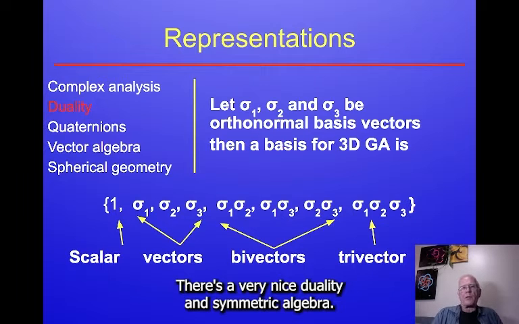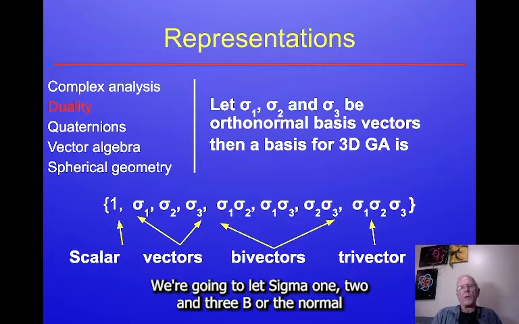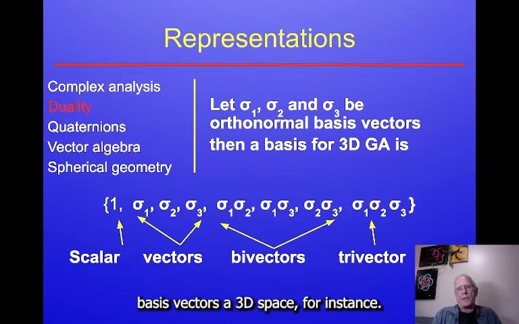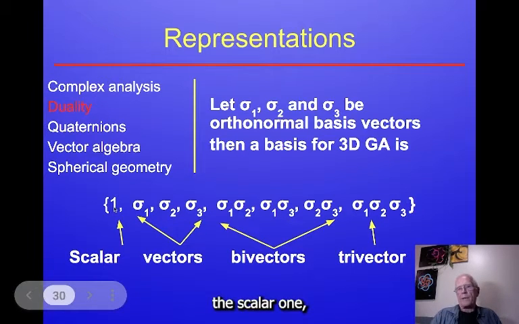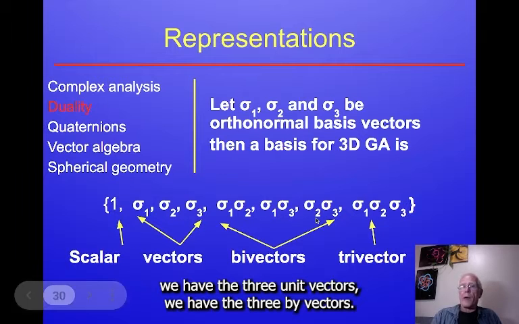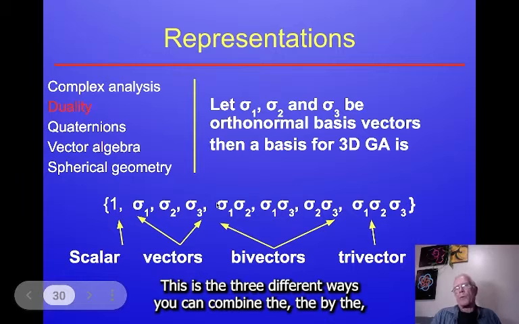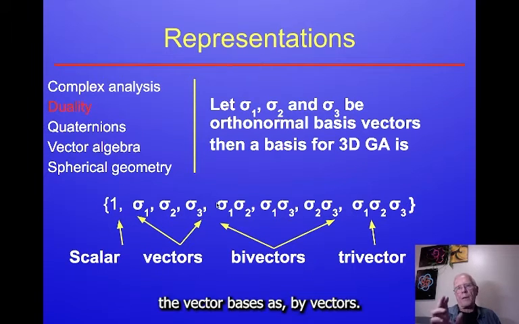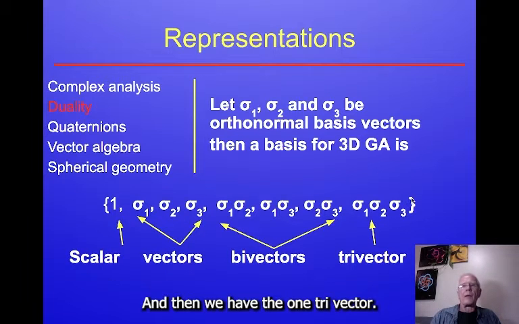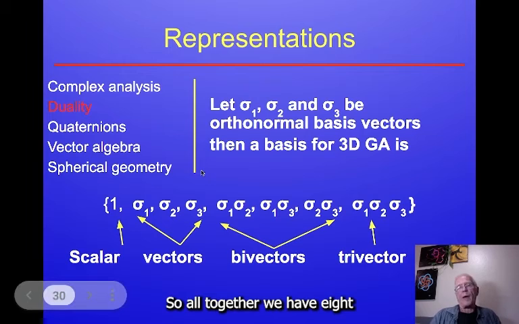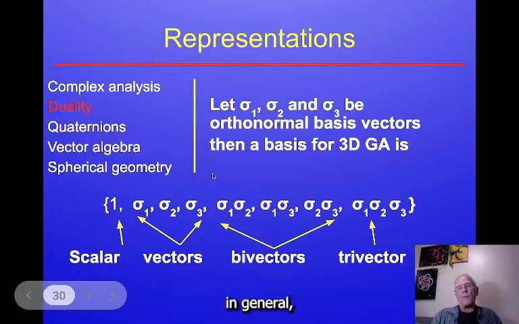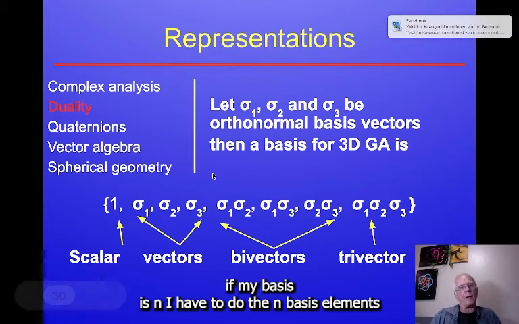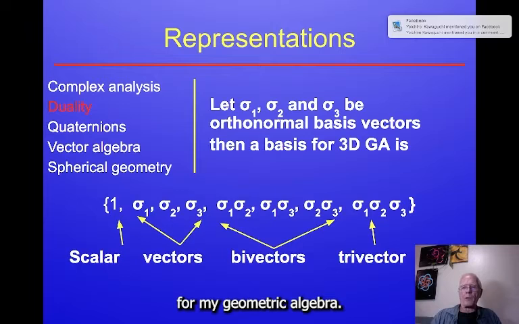There's a very nice duality in geometric algebra. We're going to let sigma 1, 2, and 3 be orthonormal basis vectors, a 3D space, for instance. And we have now a basis for the geometric algebra. We have the scalar 1, we have the 3 unit vectors, we have the 3 bivectors. This is the 3 different ways you can combine the vector bases as bivectors, and then we have the 1 trivector. So altogether we have 8 elements in our basis, right? And in general, if my basis is n, I have 2 to the n basis elements for my geometric algebra.